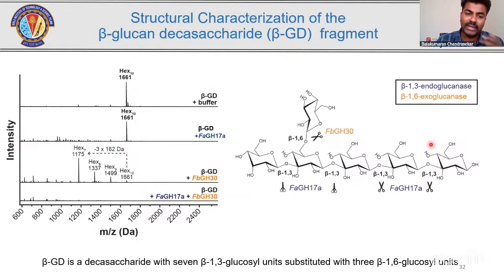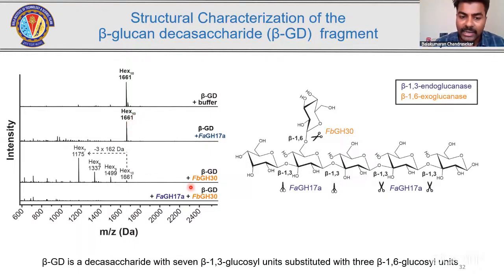To confirm our NMR data, we also used two important enzymes: GH17A and GH30, FBGH30. GH17A will not cleave a glycosidic bond whenever there is any substitution on a particular sugar. So when we took this fragment and treated it with GH17A, we couldn't see any mass shift, which is indicating that this beta-1,3 glucan is substituted.